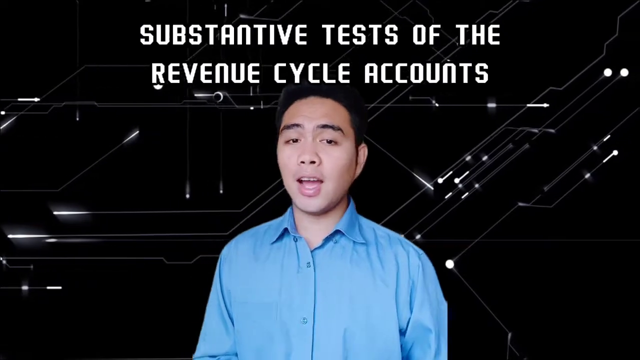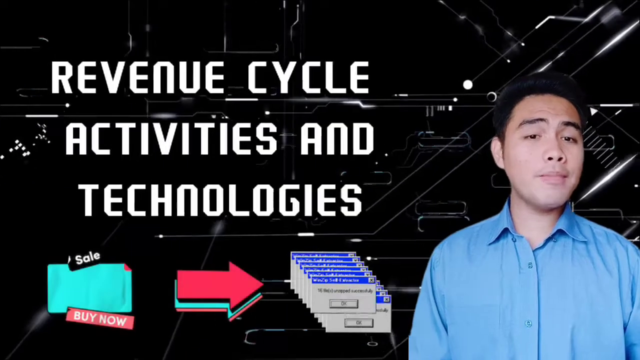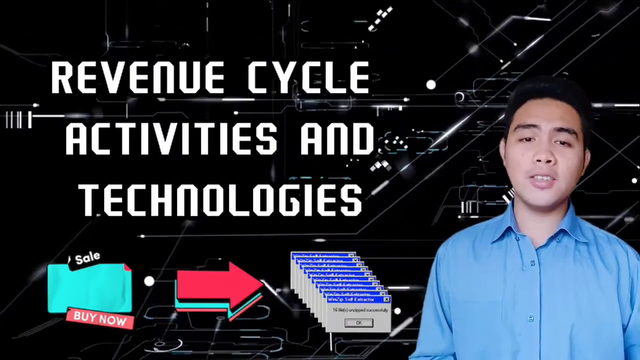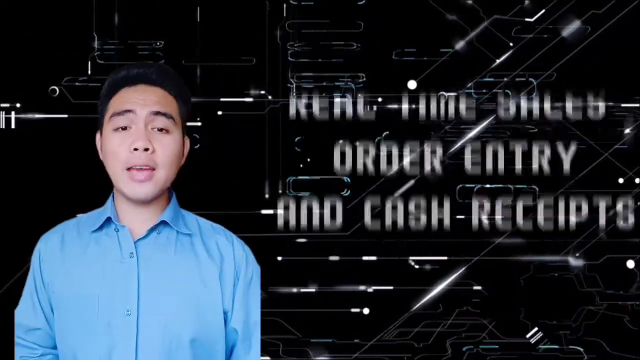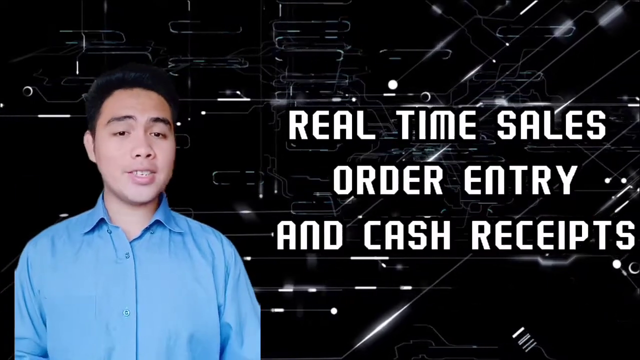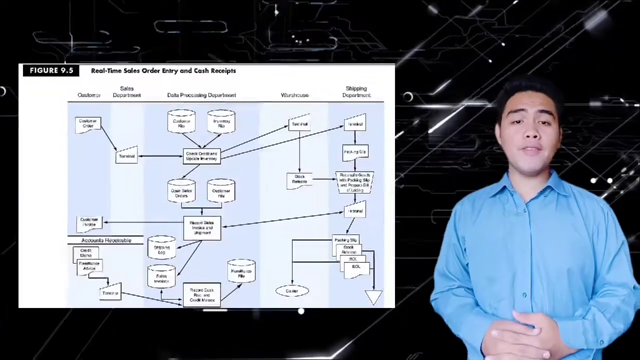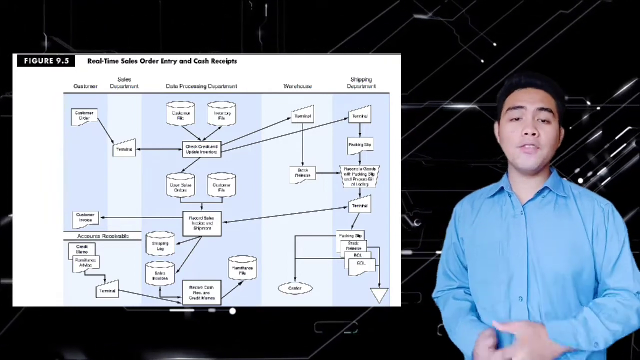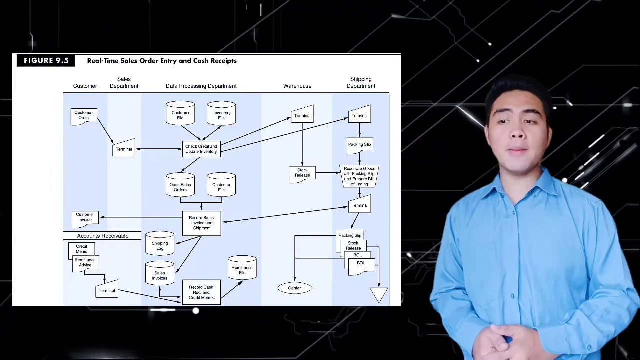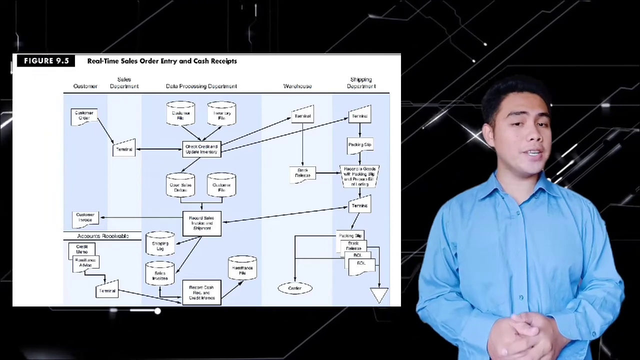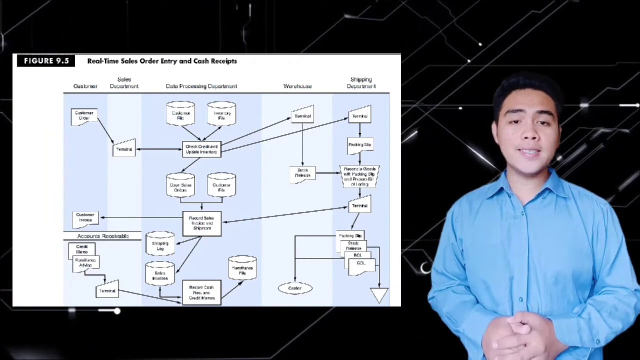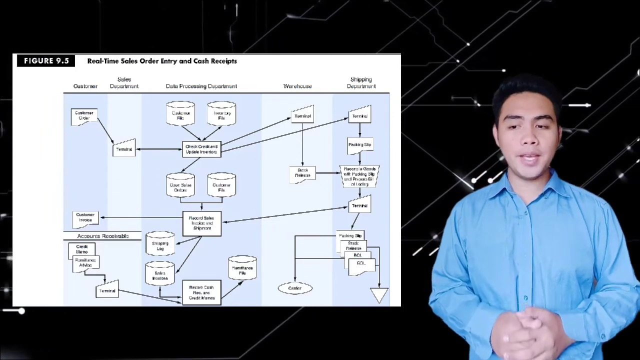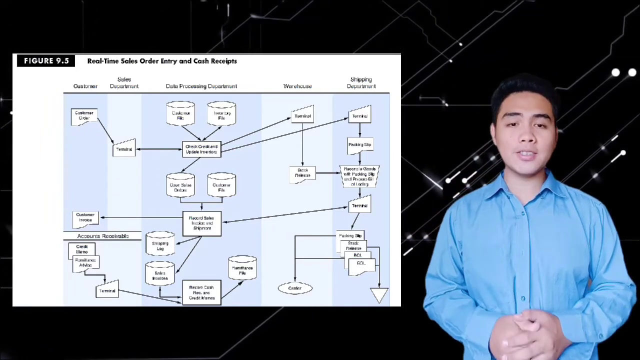But before that, let me first discuss the other part of the revenue cycle activities and technologies. Now we have the real-time sales order entry and cash receipts. Figure 9.5 illustrates a re-engineered sales order system. Interactive computer terminals now replace many of the manual procedures and physical documents. This system provides real-time input and output with batch updating of only some of the master files.